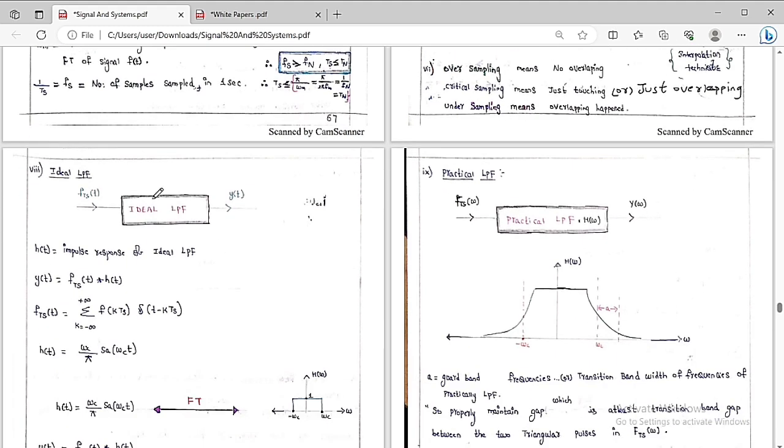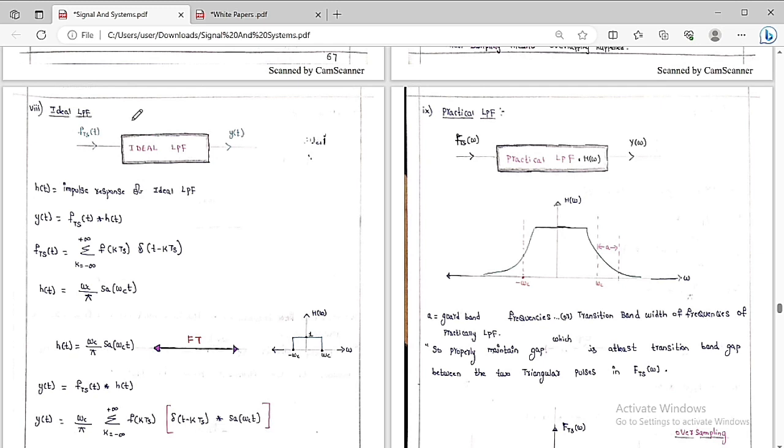So now we'll discuss another point, which is the ideal low pass filter. We are going to study it in detail. What is the input for the ideal low pass filter? Previously, it is f_s(t), and the output is y(t). Here h(t) is the impulse response of the ideal low pass filter.